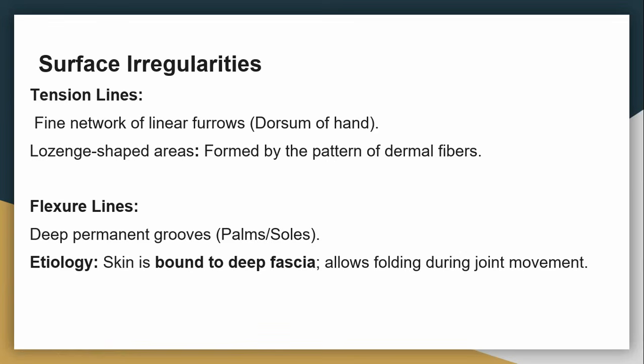Skin is bound to the deep fascia that allows folding during joint movement. Now skin, and beneath the skin is the fascia. This is arranged in such a manner that movement is allowed at different joints. You can even have a look at your wrist joint. There are some lines present, and on the palmar surfaces of all the joints, there will be such lines present.